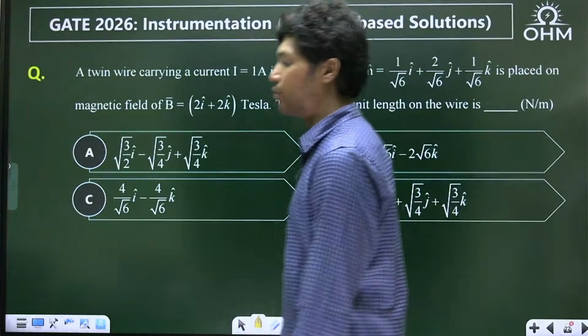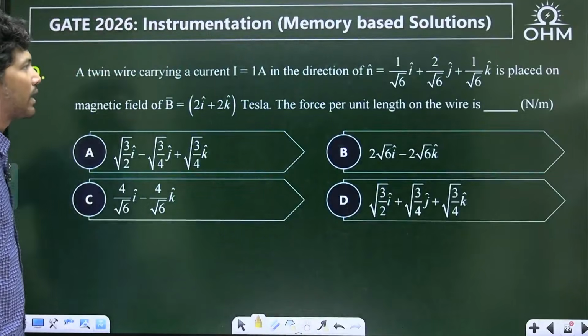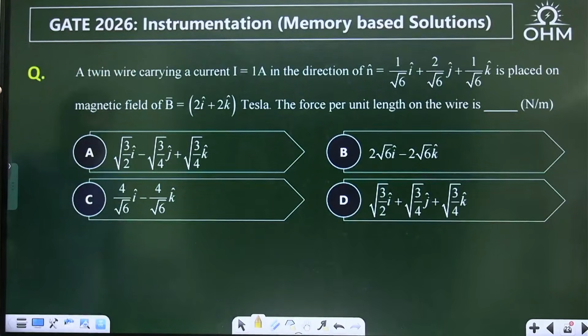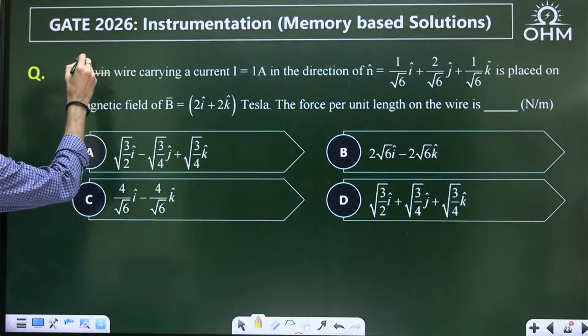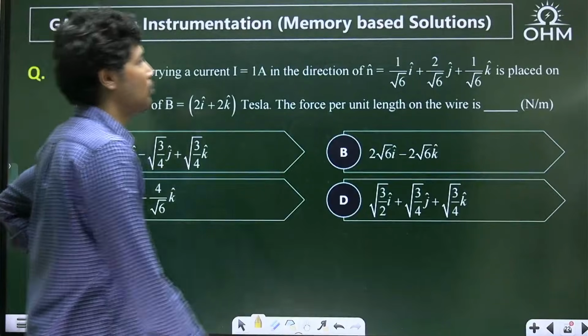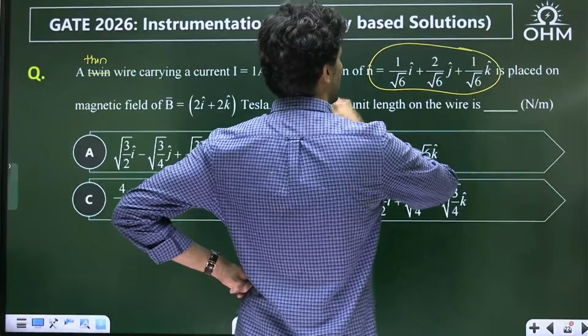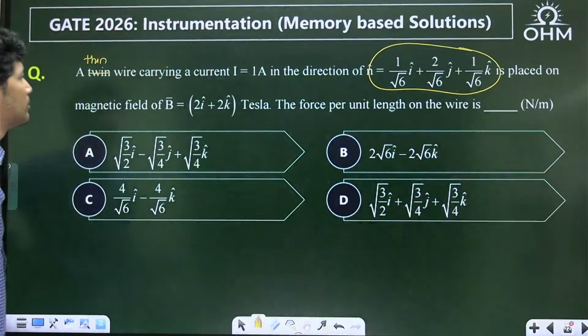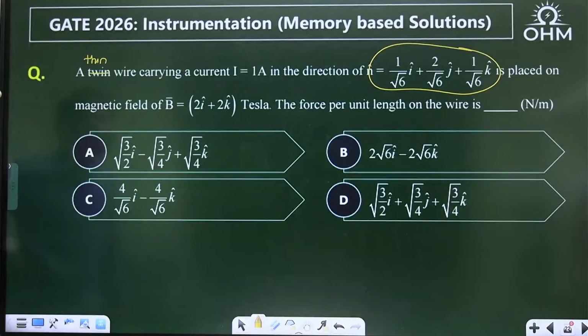Next, again, another question on Lorentz force equation, but with respect to magnetic fields. A thin wire carrying a current of I is equal to so and so in some direction is placed in a magnetic field. If you notice, this is a unit vector, which simply indicates direction for us. Magnitude becomes equal to 1 there. And the magnetic field is given by 2 i cap plus 2 k cap Tesla. The force per unit length on the wire is dash.